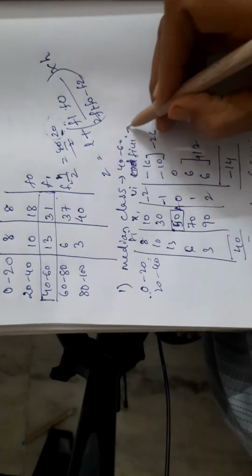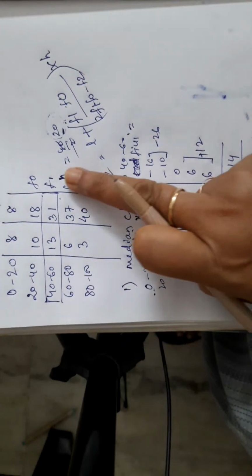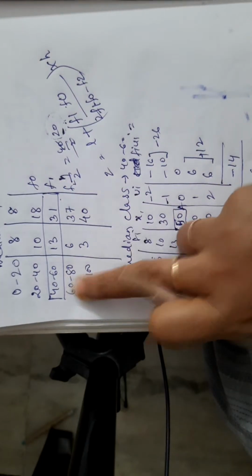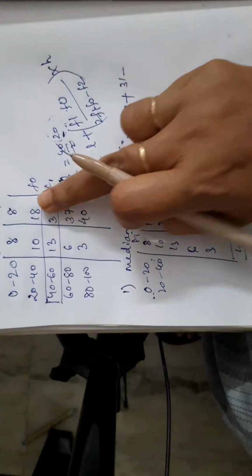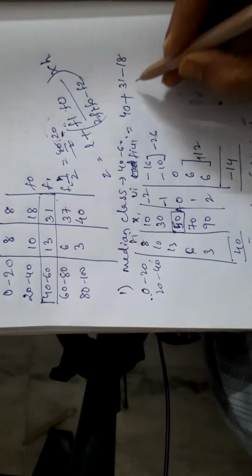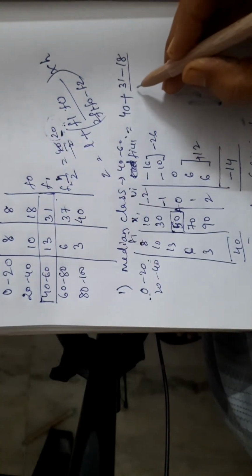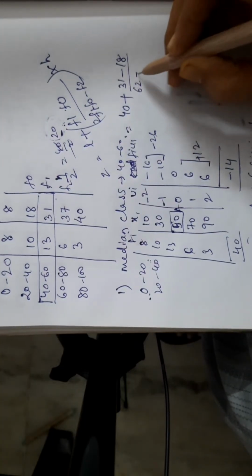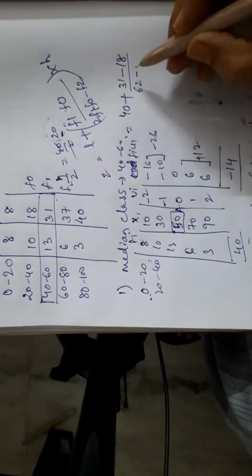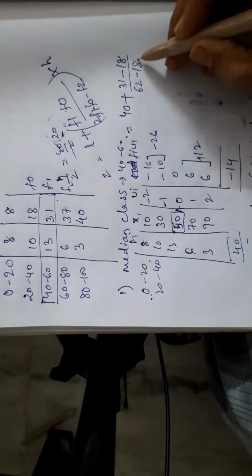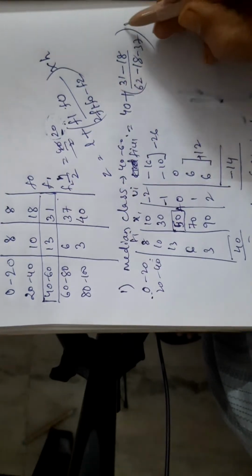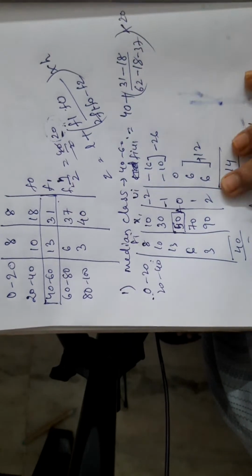So last, our lower boundary point of the modal class is 40. So it's 40 plus f1 is 31 minus f0 is 18, upon 2 into f1, so it's 62 minus f0 18, minus f2, 37, whole multiplied by class interval 20.